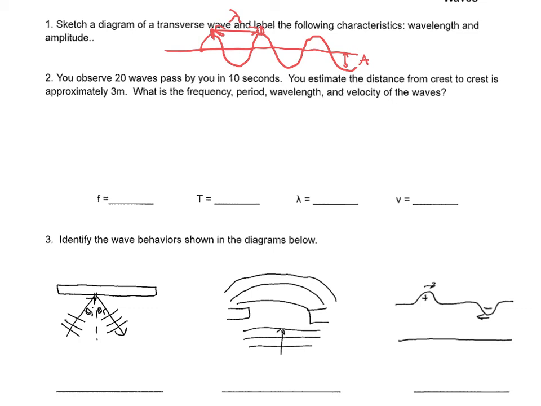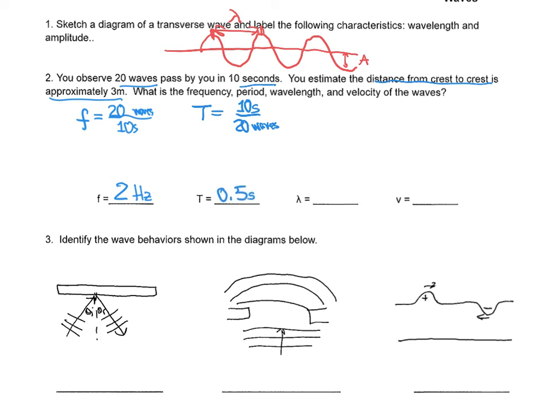So number 2, I observed 20 waves passing by in 10 seconds. The distance from crest to crest is 3 meters. So what's the frequency, period, wavelength, and velocity of the waves? All right, frequency by definition is waves per time. So I'm gonna say 20 waves over 10 seconds. So that's gonna give me a frequency of 2 hertz. Got it? Period is just the inverse of that. It's the time per wave. So 10 seconds over 20 waves. Or if you remember, it's just the inverse of frequency. That's going to give me half a second to see one wave, right?